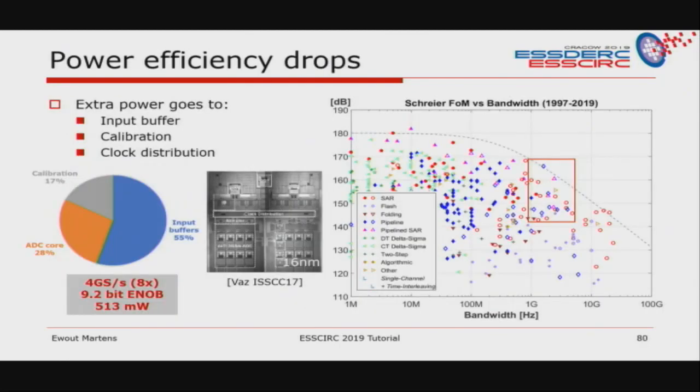So this is an example from Xilinx from a few years ago at ISSCC. Most of which is a time interleaved pipeline SAR ADC. More than half of the power goes into the input buffer to drive it. The ADC core is less than 30%, and then also a big part goes into the calibration to deal with all the spurs and all mismatches between channels, between offsets and gains, etc.